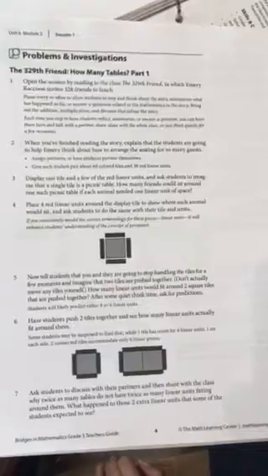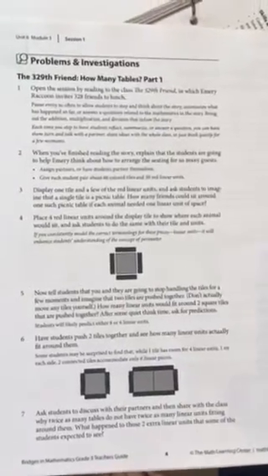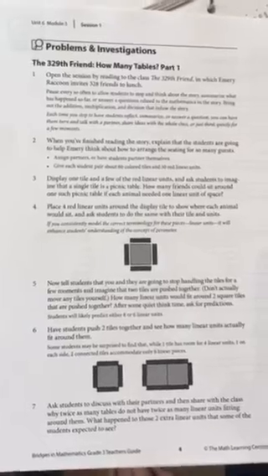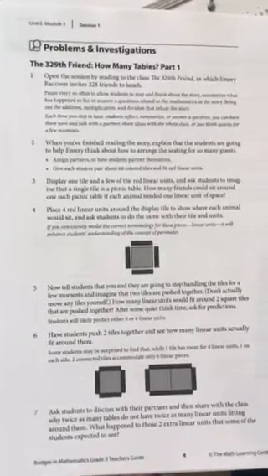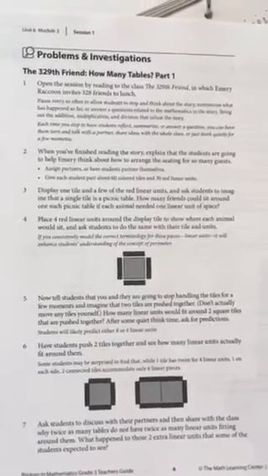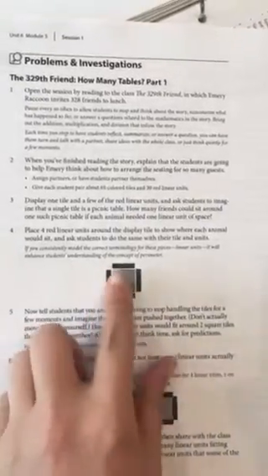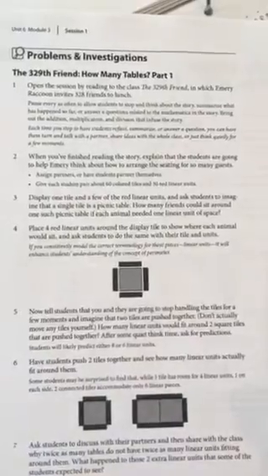Basically, what you're going to be doing is you'll read the 329th Friend again. You've already read it in another session, but you can refresh their memories. And then you're getting the students to start thinking about the idea of perimeter by using the red linear pieces to fit them around the tables.